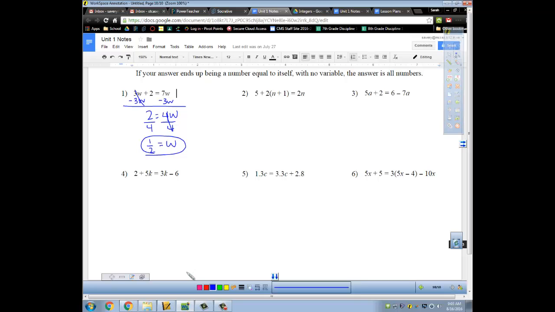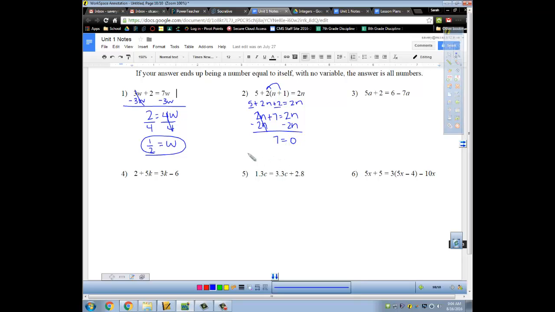Number 2, I can simplify this one a little bit first. I can do the distributive property to get 5 plus 2n plus 2 equals 2n. I can combine my like terms with this 5 plus 2 to get 2n plus 7. So now, again, I want to move the variable that isn't by itself, because if I move this 2n over, then I don't have anything on the right side. So I'm going to move this left one over. And we get 7 equals 2n minus 2n is 0. So 7 equals 0. That is not a true statement.